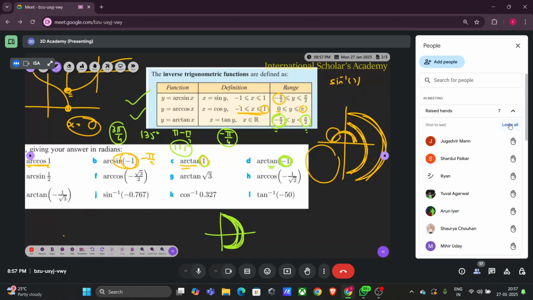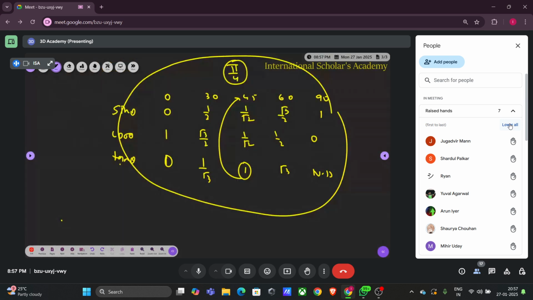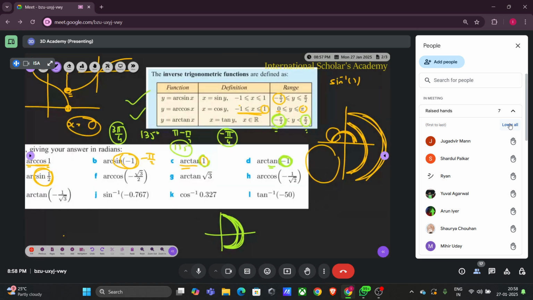Next question. Now see, sine half. So quickly tell me, sine half comes for what angle? 30 degrees. So let's quickly check. Does 30 degrees lie in the first quadrant? Yes, 30 degrees lies in the first quadrant, so pi by 6 is the answer of this. What is the answer? Pi by 6.